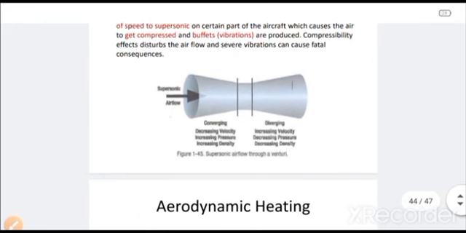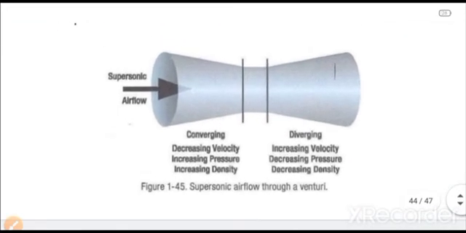so that it is balanced properly and doesn't buffet. This direction is given over here to show you that this is a venturi through which, if sonic airflow comes in, that is any airflow whose speed is more than the speed of sound, then the converging section will do what? That will decrease the velocity and increase the pressure and density, and in the diverging section the opposite will take place, that will increase the velocity, decrease the pressure and decrease the density.